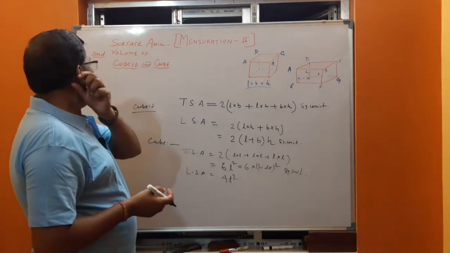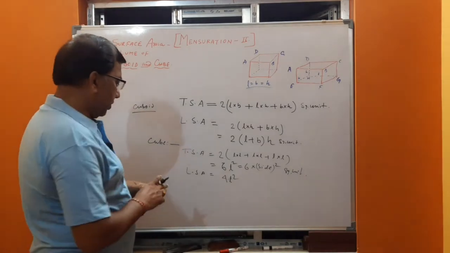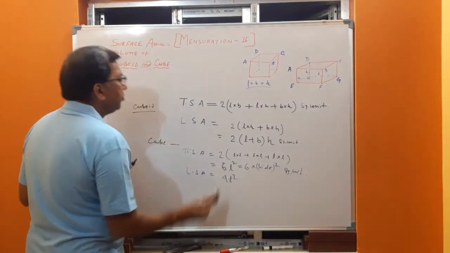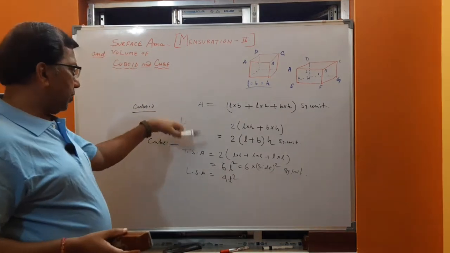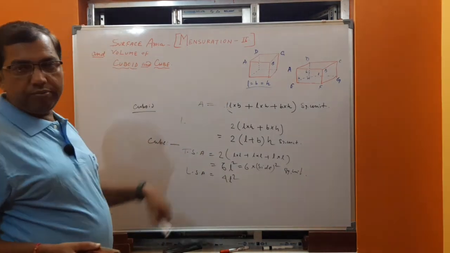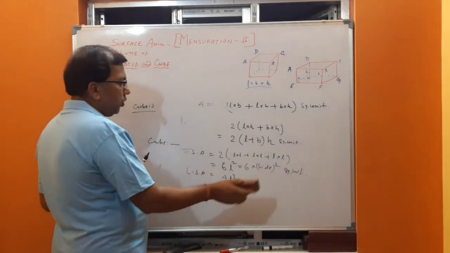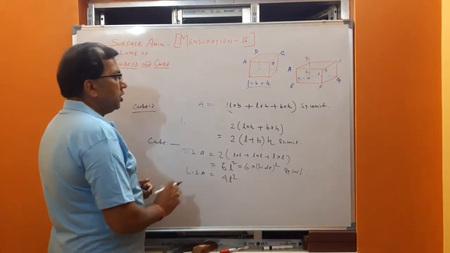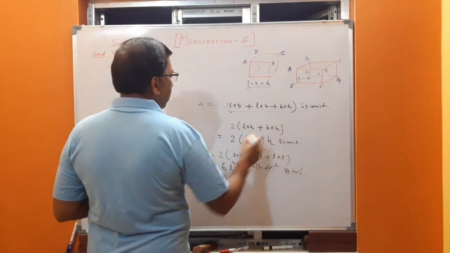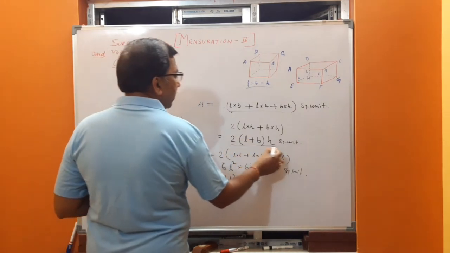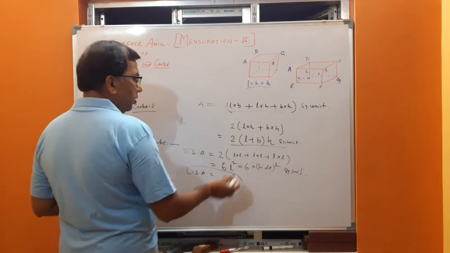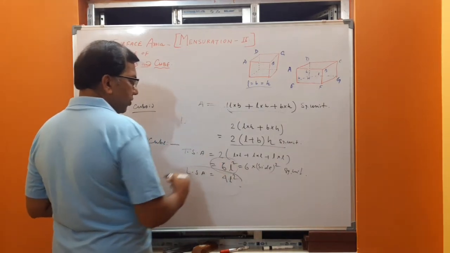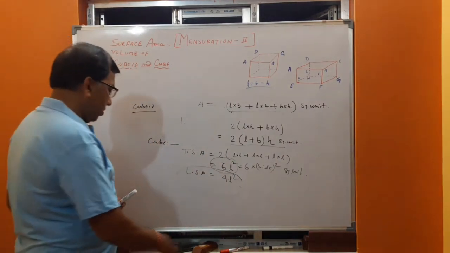Then we have to come to the volume. First, see out here. Clear, children? Clear? Total surface area and lateral surface area of cuboid and cube. So find them in this way. You have to remember this. This is the formula, and this is also the formula. This is the lateral surface area, this is the total surface area, 6L square. So remember it.